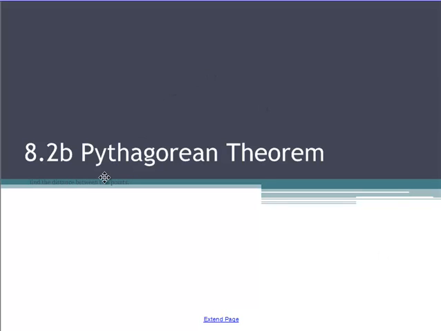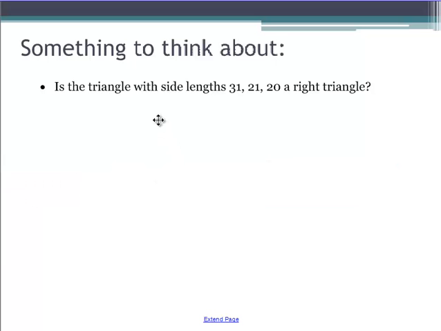So the second video for Pythagorean Theorem is talking about distance between 2 points using the distance formula, and if something actually is a right triangle. So what I want you to think about first is a triangle with these side lengths, 31, 21, and 20, and 31 would be the hypotenuse. Is it actually a right triangle?